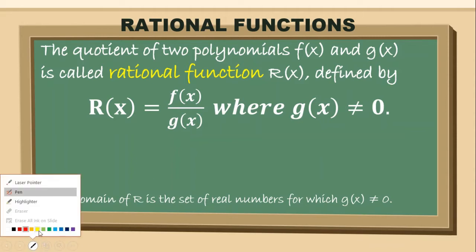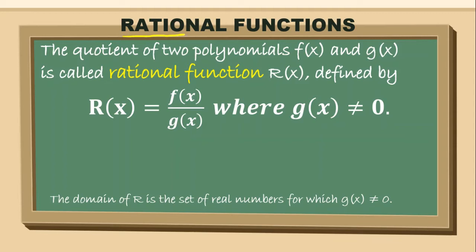From the word ratio, we are dealing more with fractions. It is the quotient. So when we say ratio, it is the quotient of two polynomials in the form of a fraction, where g of x must not be equal to 0. Our denominator must not be equal to 0, because if that happens, the function will be undefined.